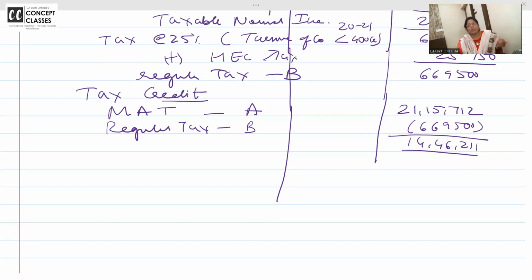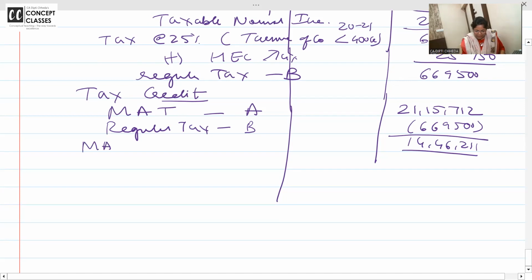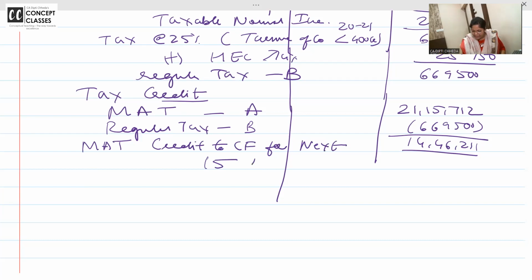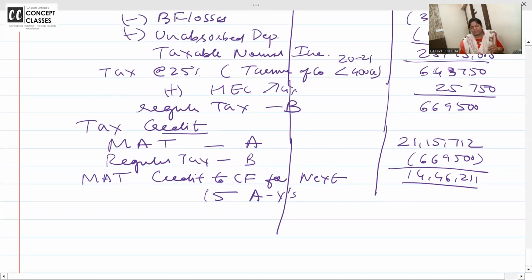Some of the students don't bring a calculator. Yes ma'am, they are calculating, everyone is getting it correct. You alone are getting the correct total, the rest of the class is wrong. Do the total on the calculator. MAT credit is to be carried forward for the next 15 assessment years.